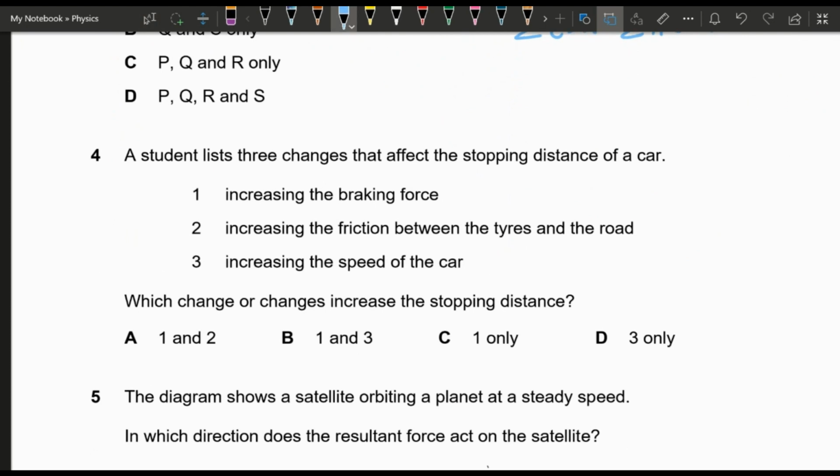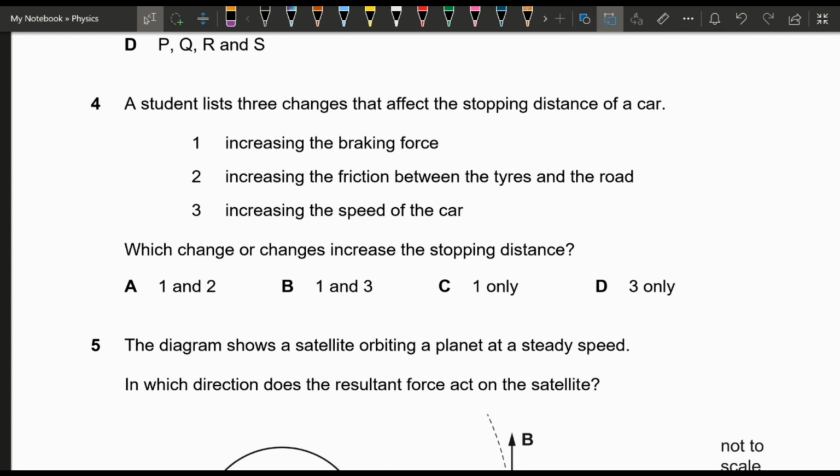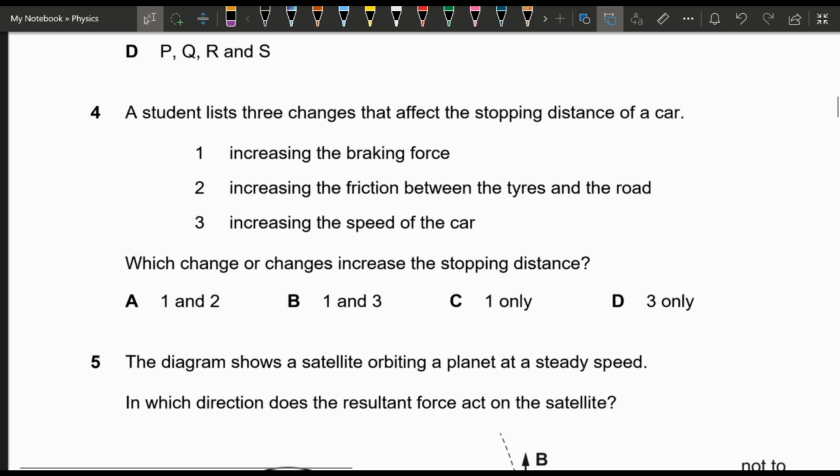A student lists three changes that affect the stopping distance of a car. Right? Increasing the braking force. So he listed three which affect the stopping distance. Increasing the braking force obviously will decrease the stopping distance. Increasing the friction between tires and road. More friction means that the car will stop more quickly.